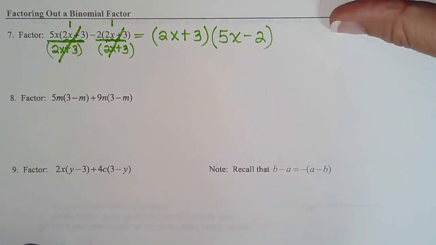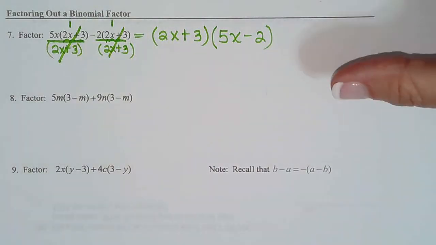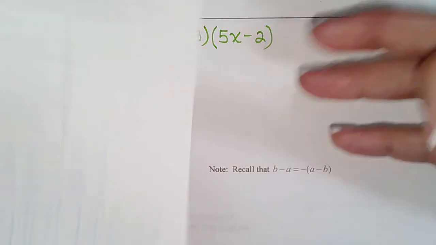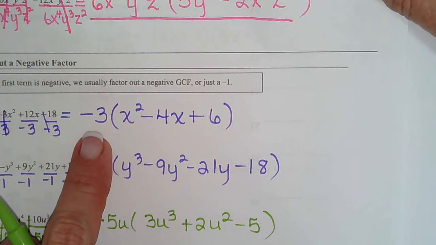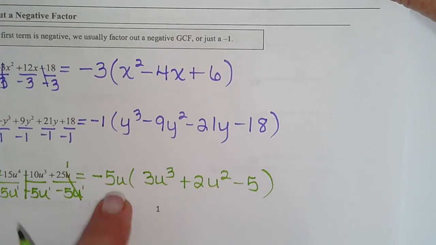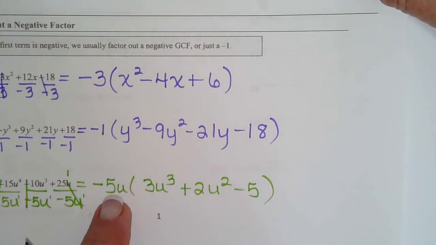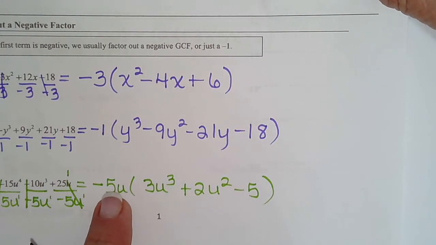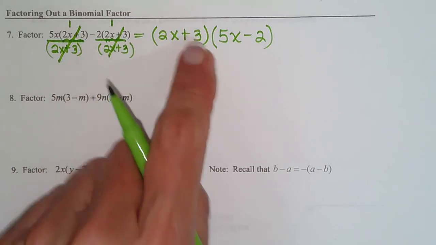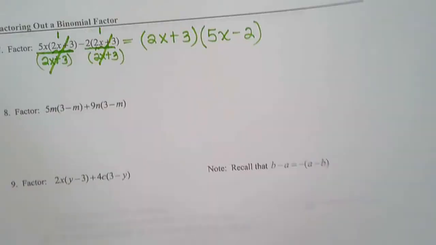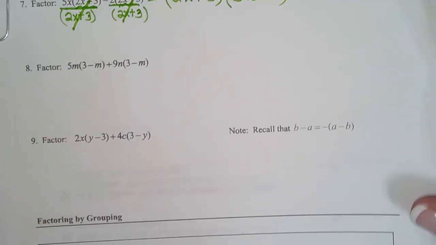So that's called factoring out a binomial, where on the last page we factored out a monomial, which means 1 term. So all of these are 1 term because there's no plus or minus signs. So that's factoring out a monomial. This is called factoring out a binomial. So whatever's common, take it out.